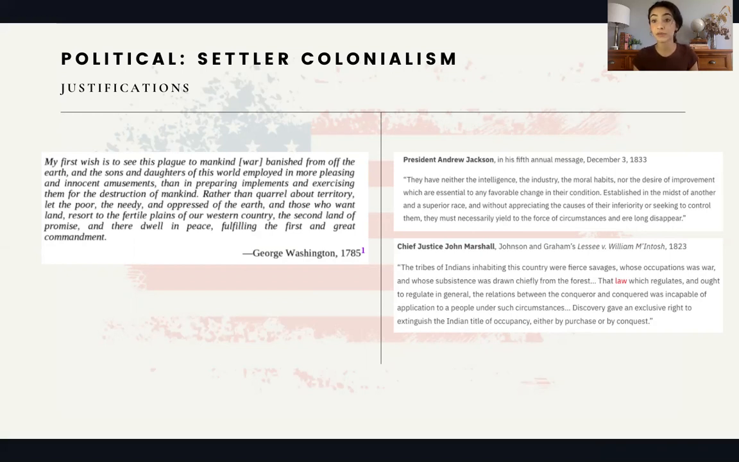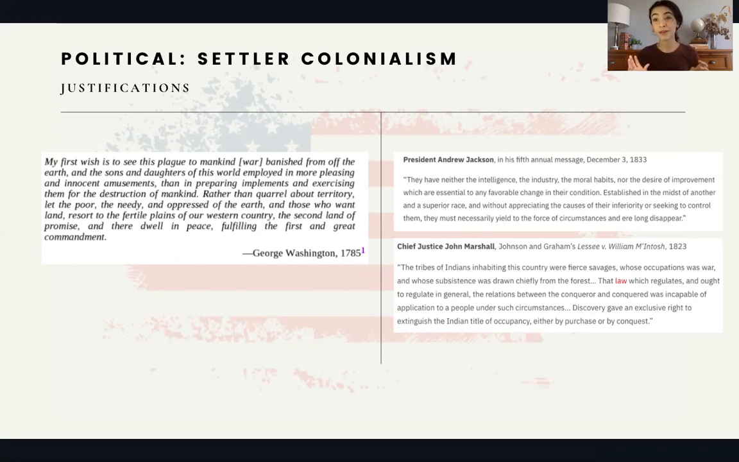On the right-hand side, I have two quotes, and I'll actually just read the first one. President Andrew Jackson says about the Native American peoples, "They have neither the intelligence, the industry, the moral habits, nor the desire of improvement, which are essential to any favorable change in their condition. Established in the midst of another and a superior race, and without appreciating the causes of their inferiority or seeking to control them, they must necessarily yield to the force of circumstances and ere long disappear."